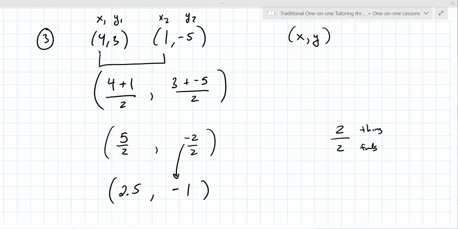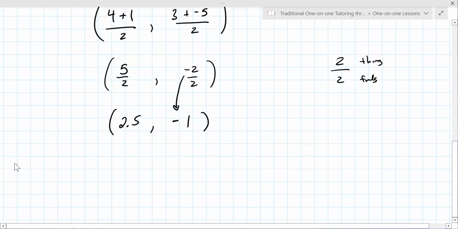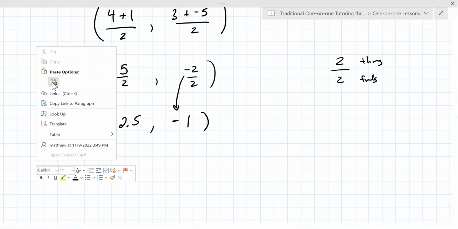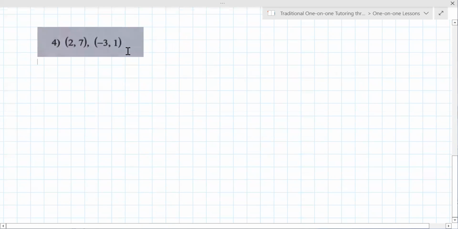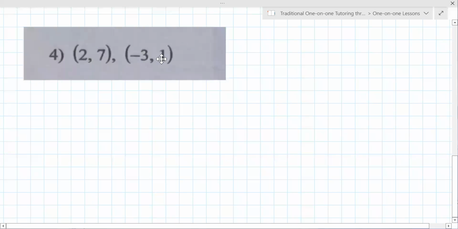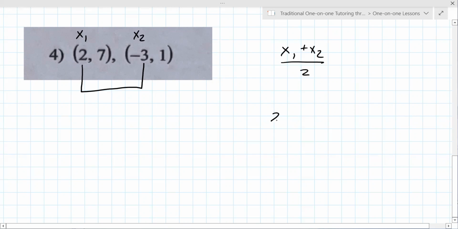All right, let's look at number 4. I'm going to snip this one in. It's just so odd how this was printed, but nothing we can do about that. So again, you're finding the midpoint. You're adding up the x's. Okay, so the x's are 2 and -3. Do you see that, x1 and x2? So you're going to take those 2 values and add them up: 2 plus -3, and divide by 2.